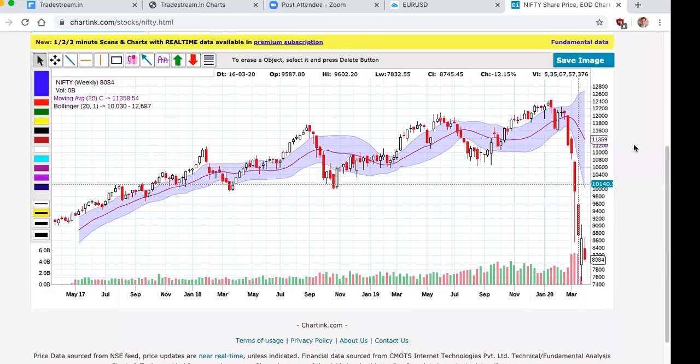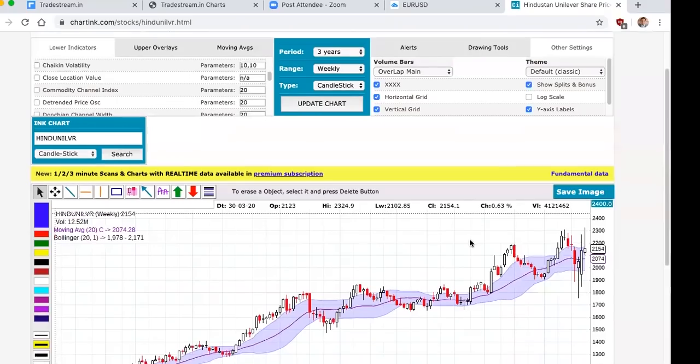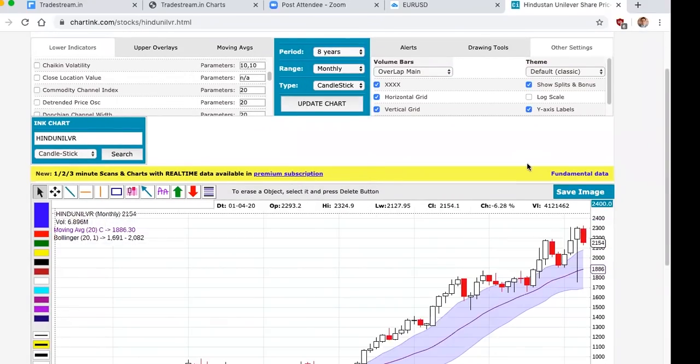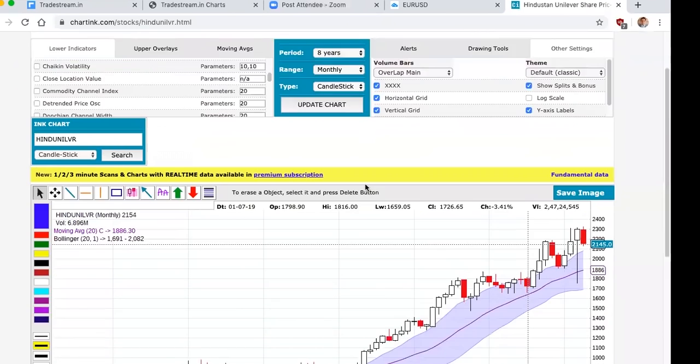Okay, Amit, what stock were you asking? HUL? HUL, Lever, any trending stock. We need a trending stock, not a sideways stock. We pick HUL and we look at the monthly chart for say 8 years or even longer. 8 years fine.